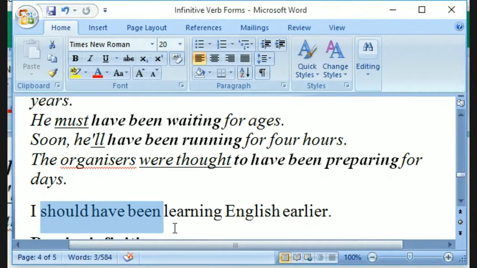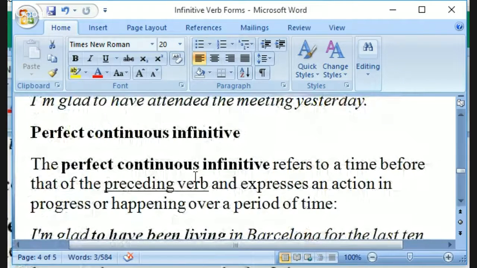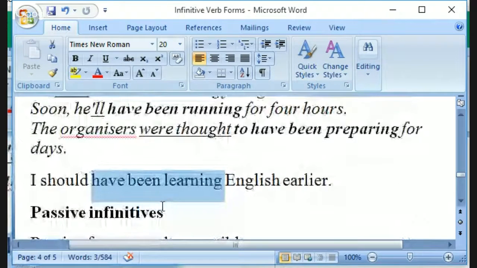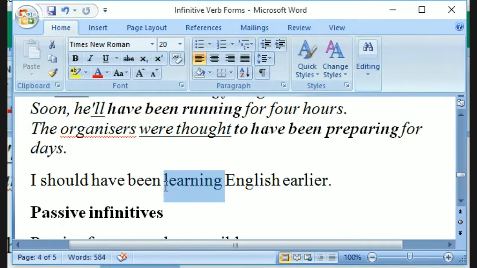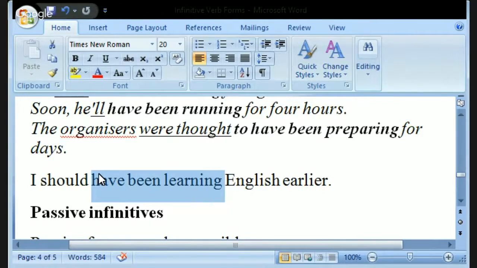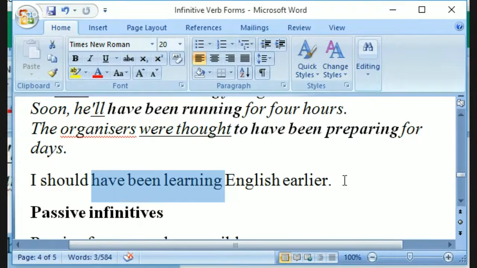This does not seem like it is actually the perfect continuous infinitive to me. This seems like it should have been a perfect modal followed by the gerund. I can't tell which it is. And frankly, I don't think the greatest English professor in the world could tell me, is this a gerund learning or is this the perfect continuous infinitive? I don't know. I don't think it matters.